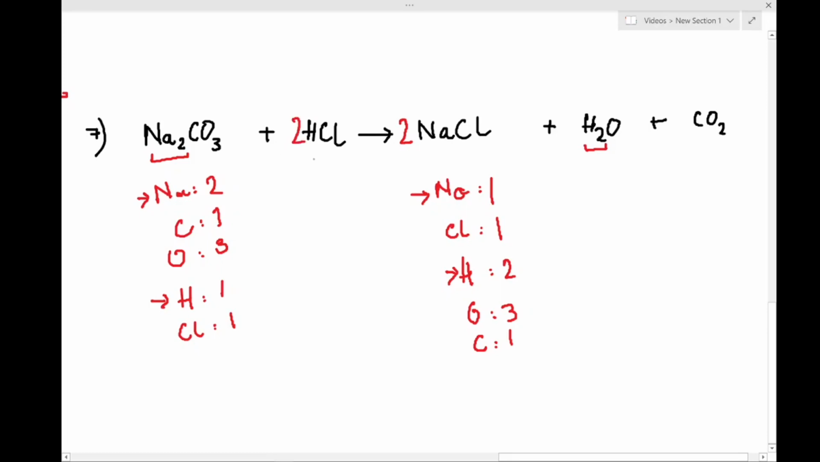Now before moving forward, let's just do a quick check. Our equation should be balanced at this point because nothing else was out of balance. Now over here, we have 2 sodiums. We have 2 sodiums here. We have 2 hydrogens here, and we have 2 hydrogens here. Additionally, we also have 2 chlorines now, and then 2 chlorines as well here. So our equation is fully balanced.